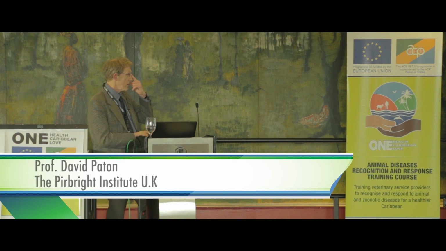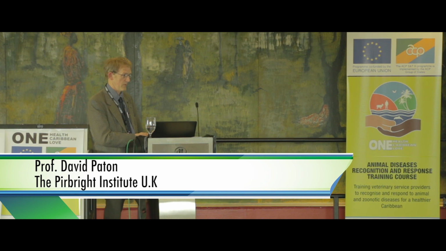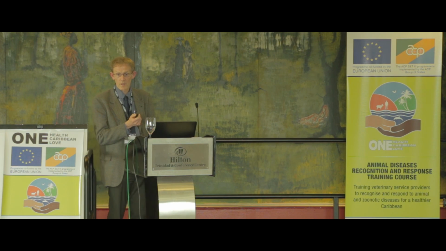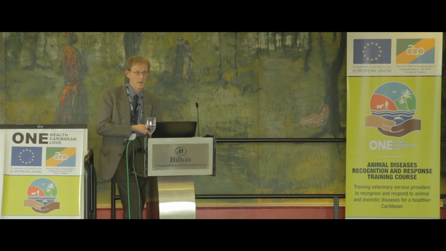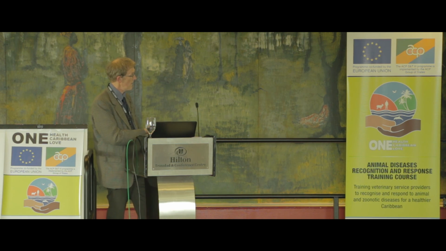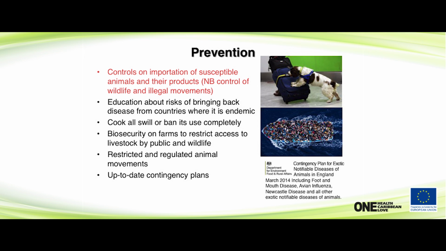So a little bit about prevention and control then. A lot of this is generic, not just to foot and mouth disease, but to other things. Some of it, I think, has already been discussed by Cedric this morning, so I can go through it quickly. So, of course, for control, you have to be able to control the importation of susceptible animals and their products, and you have to remember that also wildlife and illegal movements are very important. It's necessary to have education about the risks of bringing back disease from countries where it is endemic, and I've already mentioned the specific risk of people who go to work on farms.